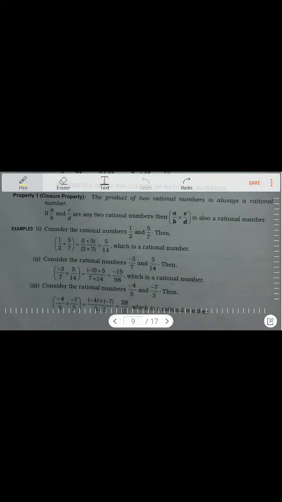Now you can see a few examples based on this. It has been given below. Consider rational numbers 1 by 2 and 5 by 7. It has been multiplied and it came 5 by 14. This is also a rational number only. If you see just below that, there is question number 2. Consider the rational numbers minus 3 by 7 and 5 by 14. Then what happens? 3 into 5, it will become minus 15 by 98. This is also a rational number.